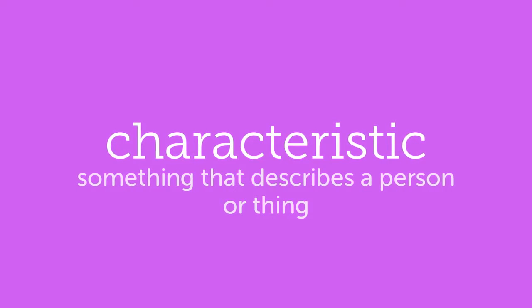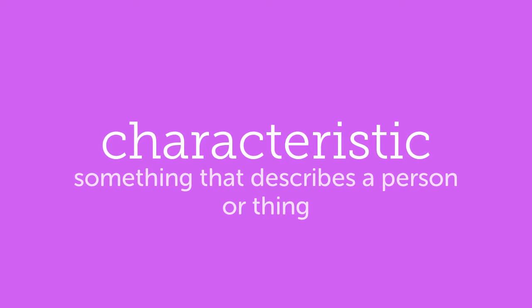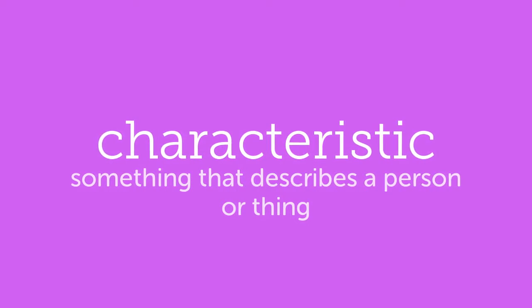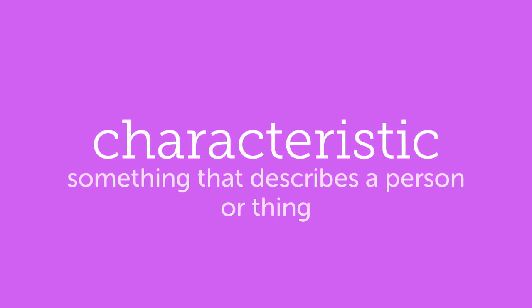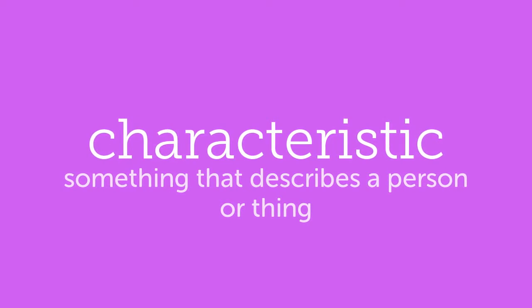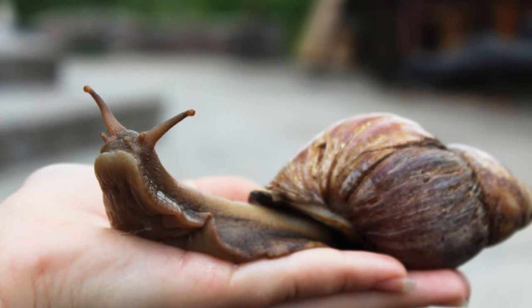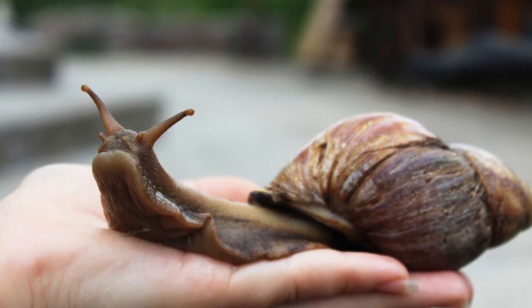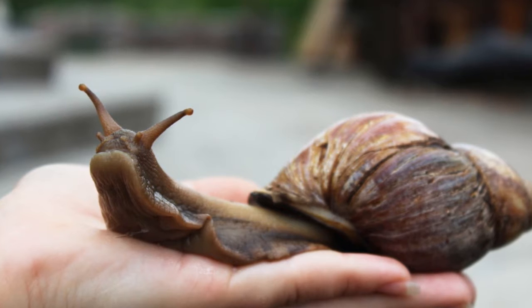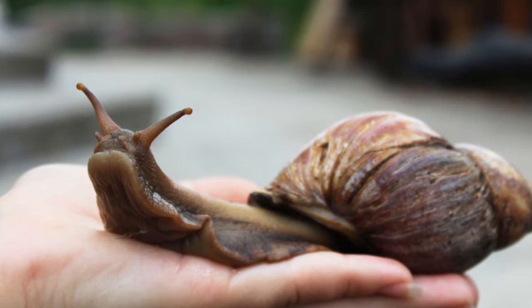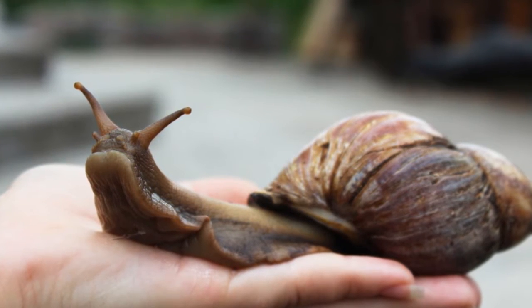Now let's move on to the word characteristic. A characteristic is something that describes a person or a thing. In the book Snails, the author takes time to describe the characteristics of a snail, including its tentacles, its soft, squishy body, and its hard, protective shell.